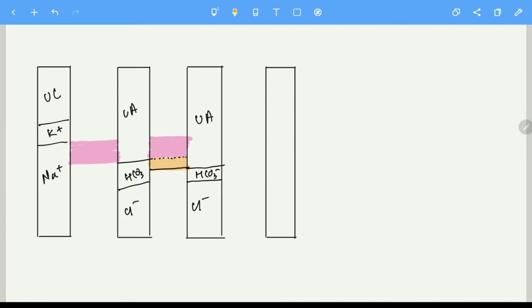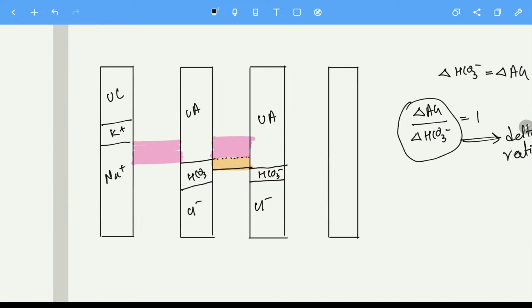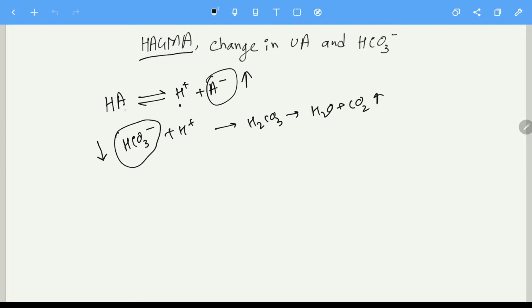So see, the yellow amount is consequently the increase in unmeasured anion, the decrease in bicarbonate, and also the increase in anion gap. So we can say that delta unmeasured anion is equal to delta bicarbonate ion is equal to delta anion gap. As unmeasured anion is not measured, let's remove it from the equation. So we can say that delta anion gap by delta bicarbonate ion is equal to 1. So this ratio we are calling the delta ratio.